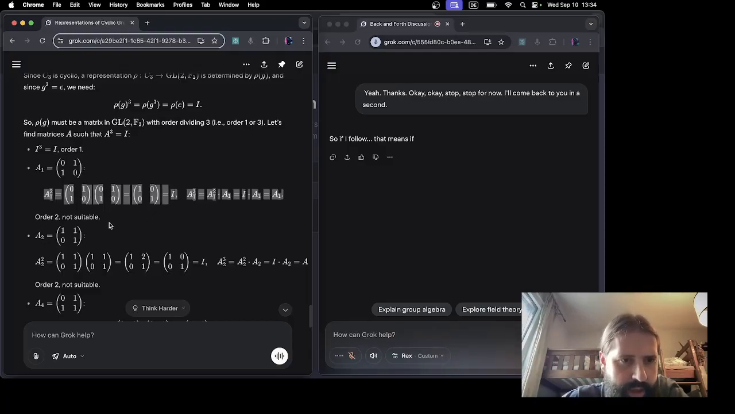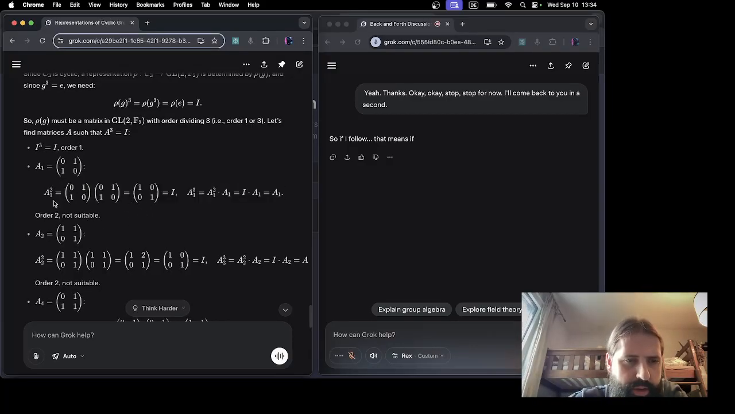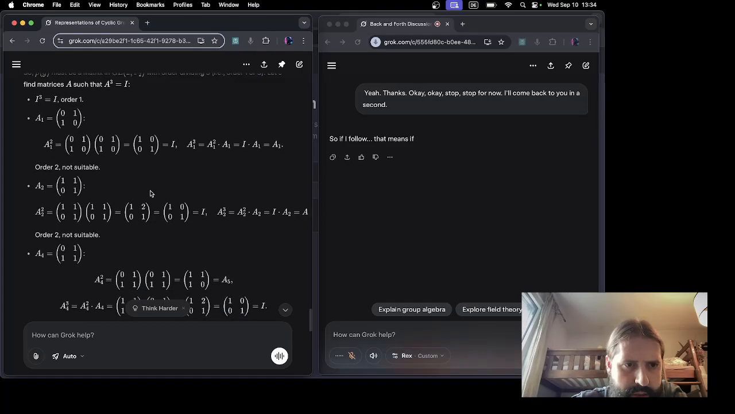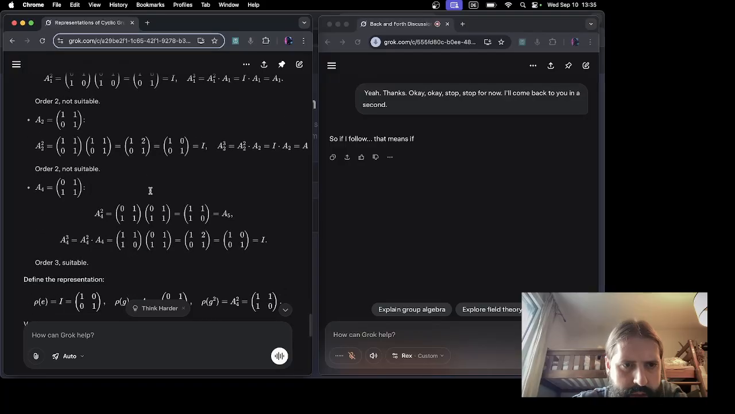That wouldn't satisfy, so it's not suitable, because multiplying by itself is the identity already. Or the 3 is suitable. So A4 squared is A5. A4 cubed is A4 squared times A4, which gives the identity. So this one satisfies it.